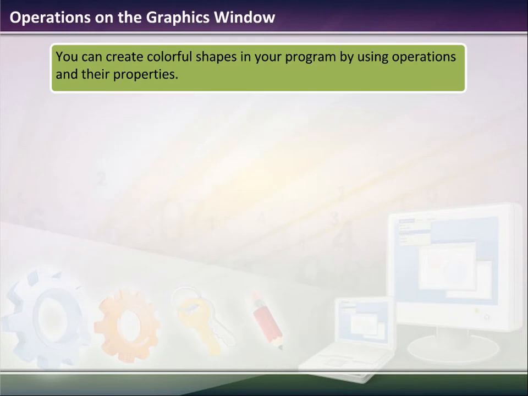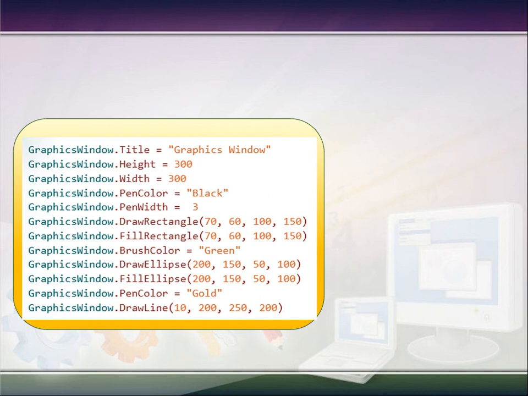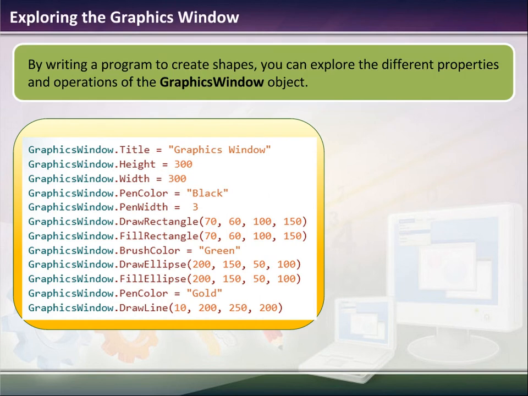You can create colorful shapes in your program by using operations and their properties. So we could, if we wanted to, draw a rectangle, draw an ellipse, draw a line, fill rectangle, get random colors, set pixel, show message, and draw a resize image. And so here we have a program that has a whole bunch of stuff. Alright, so let's just go through line by line and see what the output would look like when we're done.